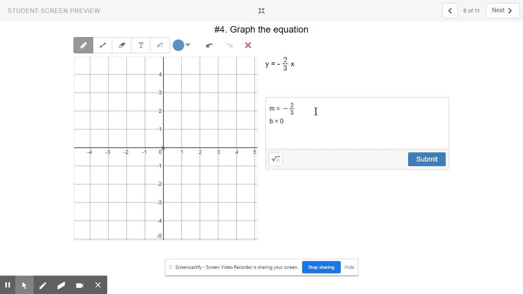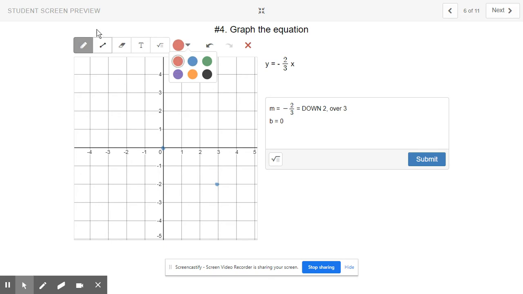Now I just need one more point, so I'm going to use my slope. It's negative, so I'm going to go down. And remember, the top number is how much you're going to go up or down, so down 2. And then the bottom number is how much you go over: 3. So starting at the point there, I'm going to go down 2 over 3. There's my next point. I'm going to put my point there.